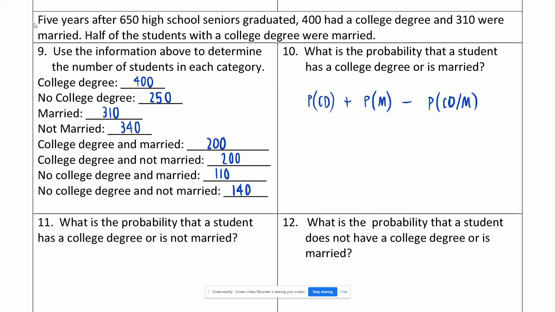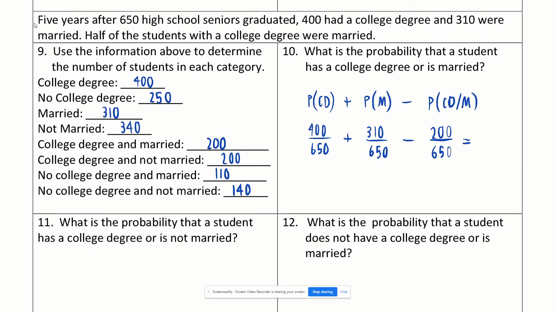So, how many had a college degree? Well, that's 400 out of 650. Plus, how many were married? Well, that's 310 out of 650. But remember, how many just got double counted? How many have a college degree and are married? Well, that's 200. 200 kids got double counted, so we have to make up for that by subtracting them.